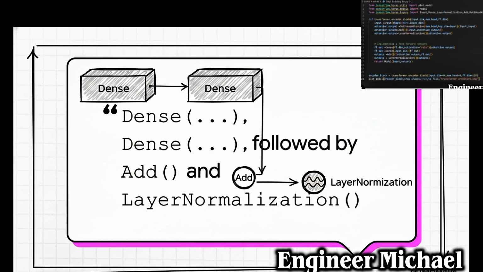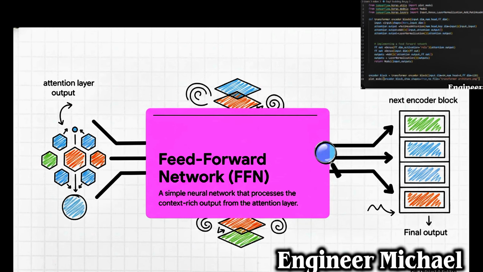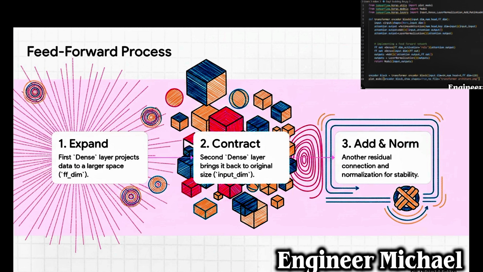And hey, look what comes after. The same exact pattern we saw before. An add layer and a layer normalization layer. This whole section is called a feed-forward network. Its job is pretty straightforward. It takes that context-rich information from the attention step, and it just thinks about it. It performs some calculations, transforms the information, and gets it ready for whatever's next, either another encoder block or the final output.